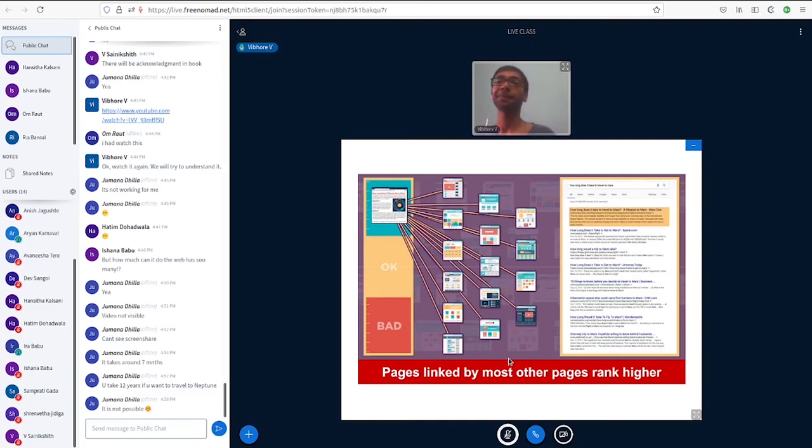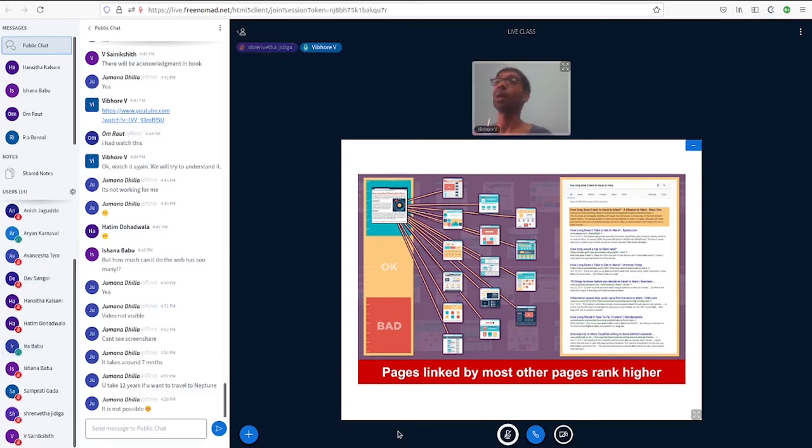Other questions? So how would Google know if the website has been linked by so many people, and how does it take it up to the top?